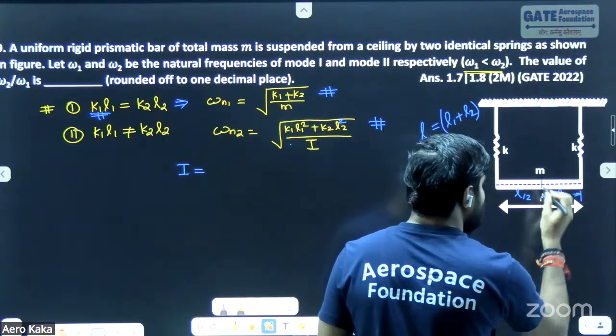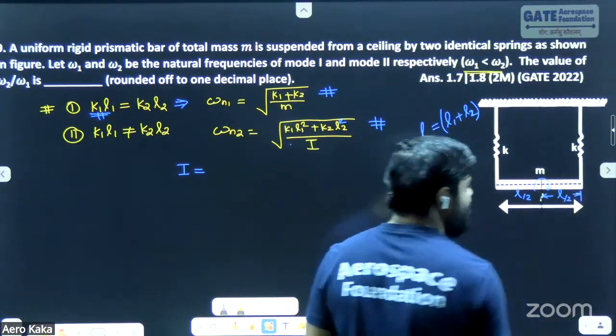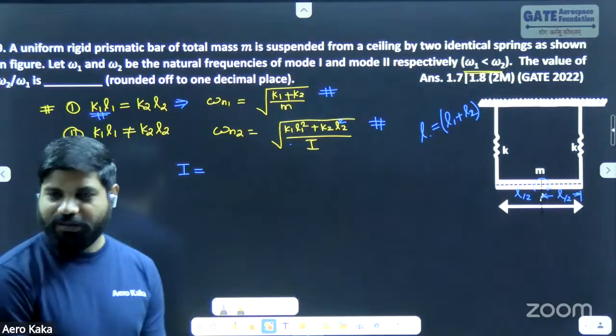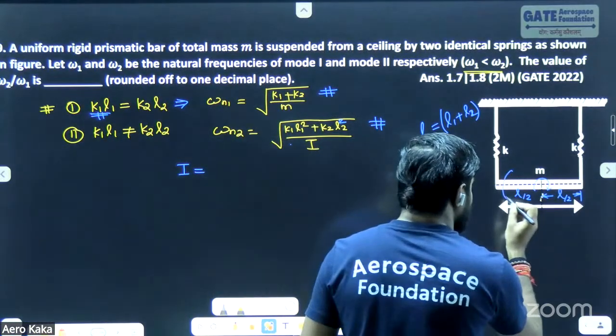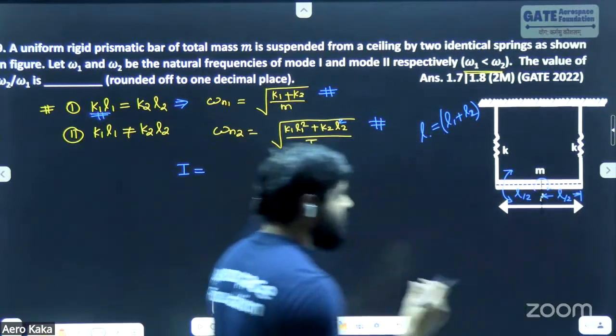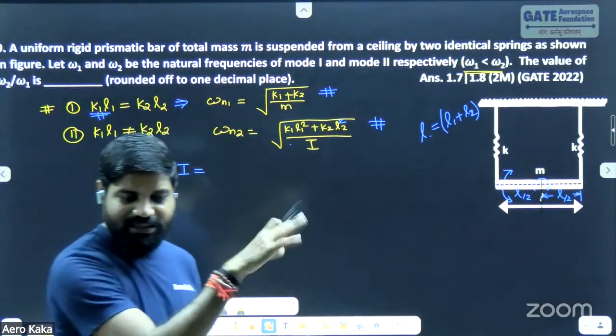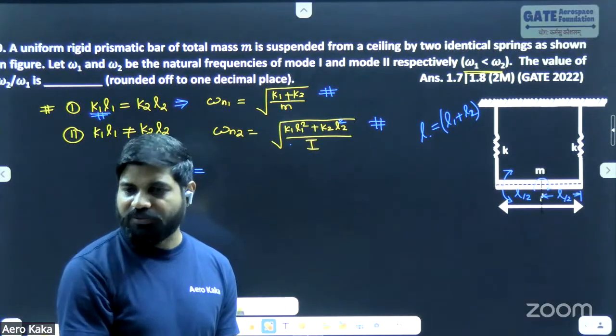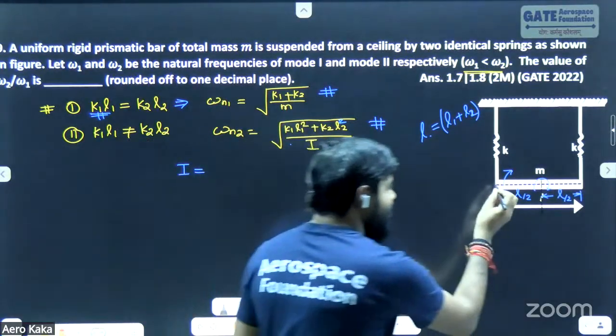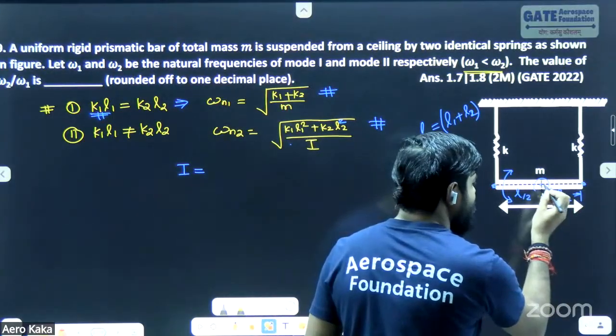See, this motion takes place about the CG only. Is that clear? That's a key point. Shall I repeat? This motion takes place like this. About which point? About the CG. So which value of I, the mass moment of inertia, should you substitute? About this end, or about the CG?